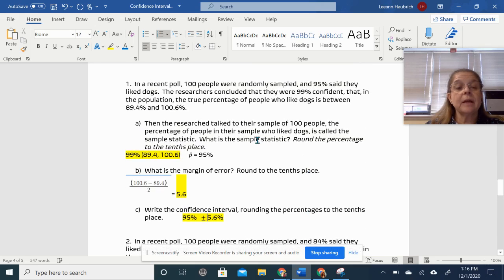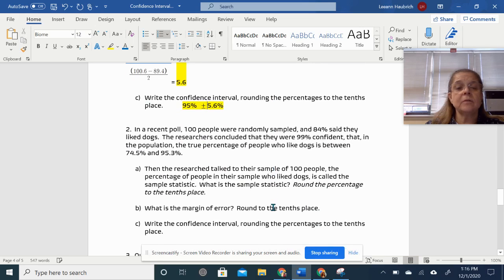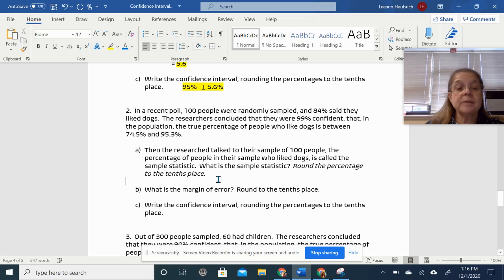This was 99 also, huh? A 99% confidence interval. So I'm going to do the same thing. 99% CI. Write it in the terms that were there. 74.5% to 95.3%. That gives us the confidence interval this way. And to get the sample statistic, add these and divide by 2.